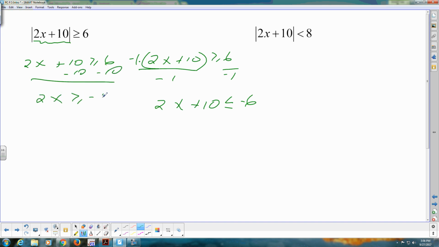2x is greater than or equal to negative 4. X is greater than or equal to negative 2. Subtract the 10. Negative 16, divide by 2, x is less than or equal to negative 8.